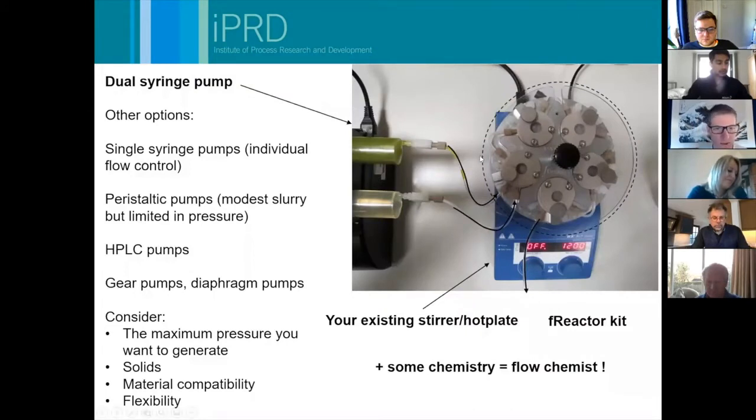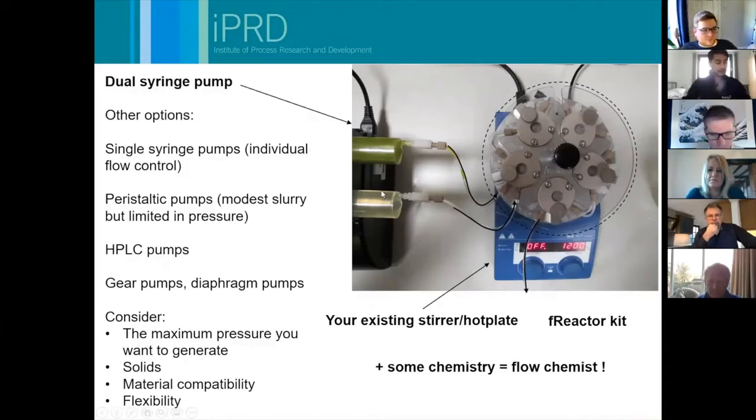So just from a physical perspective, what we have on the left-hand side here is our dual syringe pump. So you have a choice of how you want to pump, and the way we've tried to design the fReactor is to make it as flexible for people as it can be, okay, without becoming too difficult. So to use a fReactor unit, this is the fReactor shown in the dotted circle, you attach a pump. So we're using a dual syringe pump. We often use single syringe pumps, and then you can control the ratio of the flows independently.